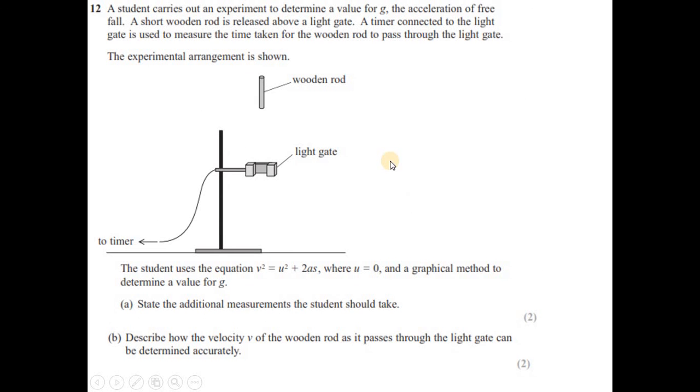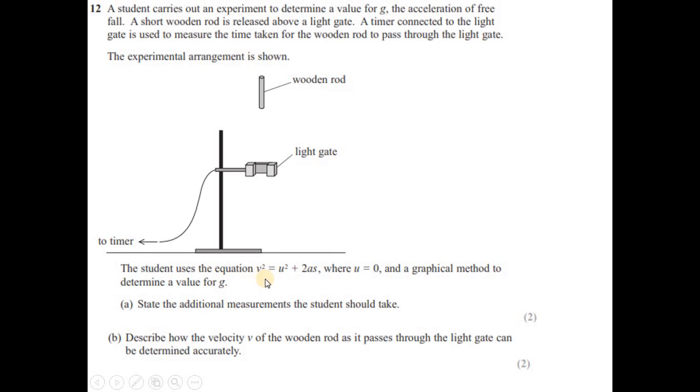Question number 12. A student carries out an experiment to determine a value for g, the acceleration of free fall. A short wooden rod is released above a light gate. A timer connected to a light gate is used to measure the time taken for the wooden rod to pass through the light gate. The experiment arrangement is shown. So this is a wooden rod, light gate, timer, and so on.